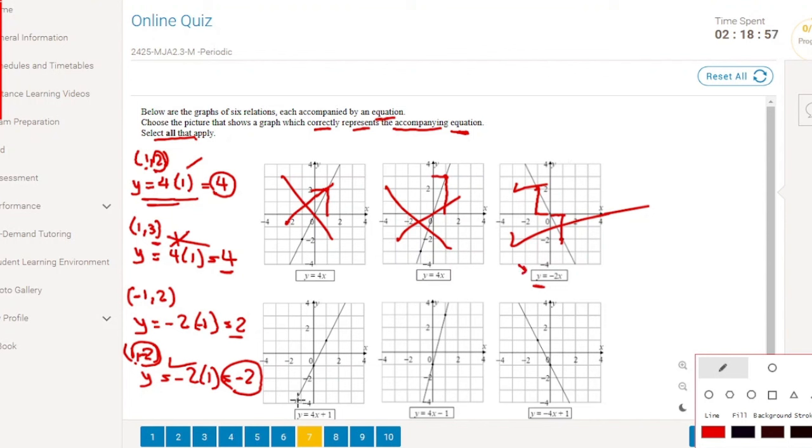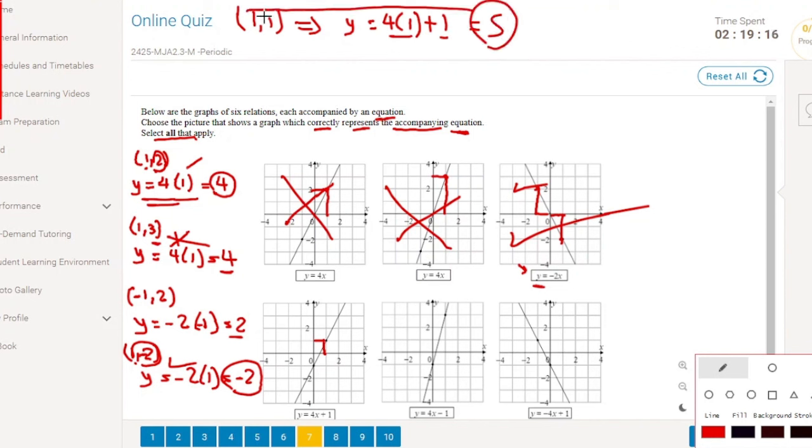Let's see number 3 here. I have this point which is 1 and 1. So for point 1 and 1, y will equal 4 multiplied by 1 plus 1. It will be equal to 5. 5, and here is 1, which is not matching. So this is a wrong graph.